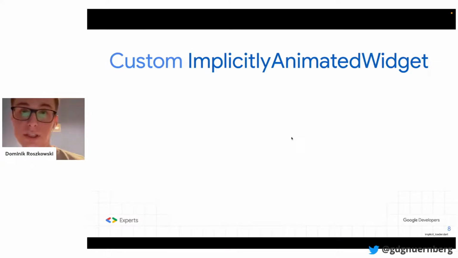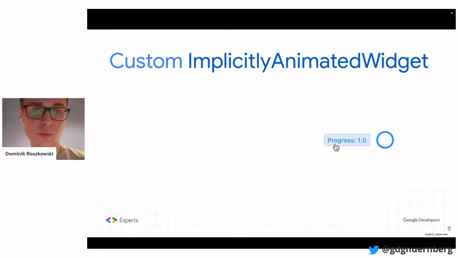However, sometimes it's not enough, right? You may have to animate something that's not included by default in Flutter, and maybe there is no good library to use to have this kind of animation. And here's where implicitly animated widgets come in handy.